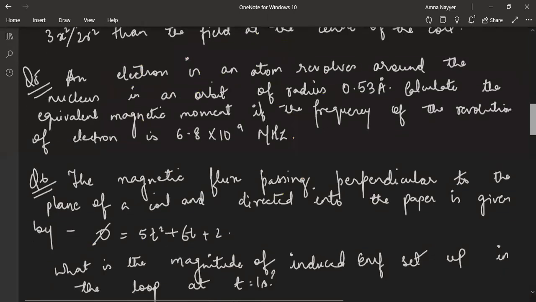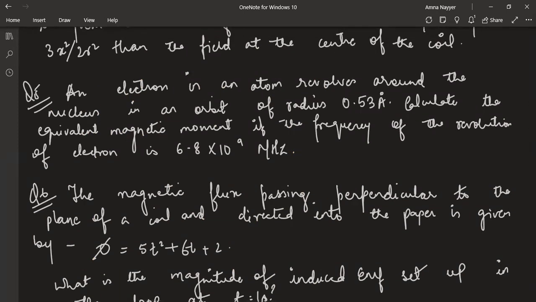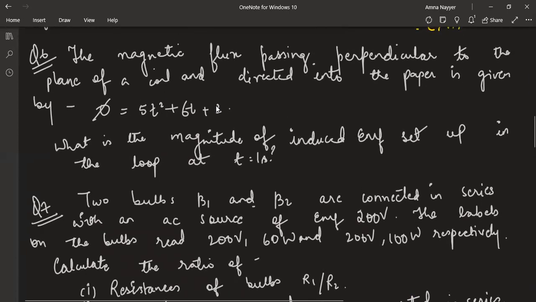What was the next question then? Electron in an atom. This says electron in an atom revolves around the nucleus in an orbit of radius 0.53 angstrom. You have to calculate equivalent magnetic moment if the frequency of the revolution of electron is 6.8 into 10 to the power 9 megahertz. Okay, see class, this is just one line. I'll discuss it here only. Magnetic moment, this is actually equal to I into area, and current here, frequency is given. Current is simply charge, electronic charge multiplied by frequency, multiplied by area. That's how you have to use. Any doubts in this question? Simply you will use this equation, you will get your answer. This also, everyone has done this part correctly, the magnetic moment question.